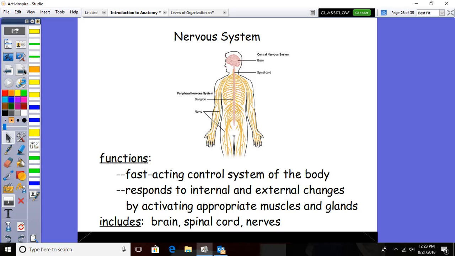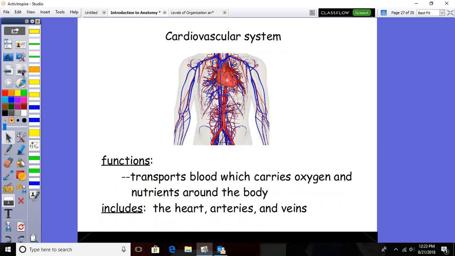If you look at the picture, you see that it includes the brain, spinal cord, and nerves. So again, on your quiz on Thursday, you should be able to match up the main function of the nervous system with the nervous system and also match the organs with the nervous system.